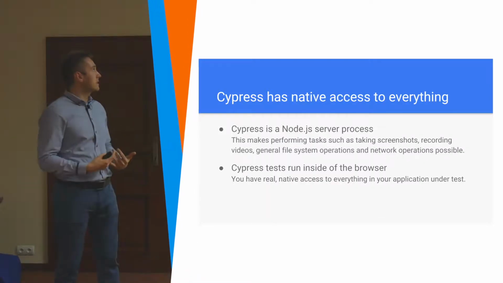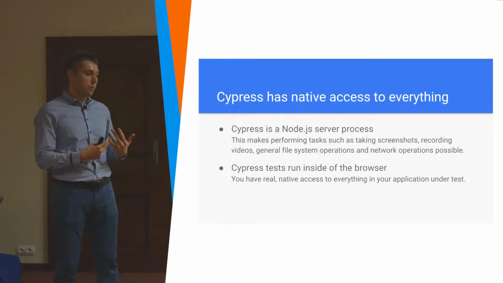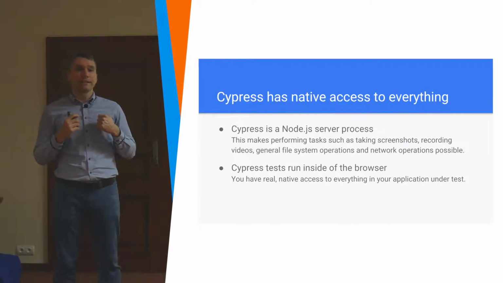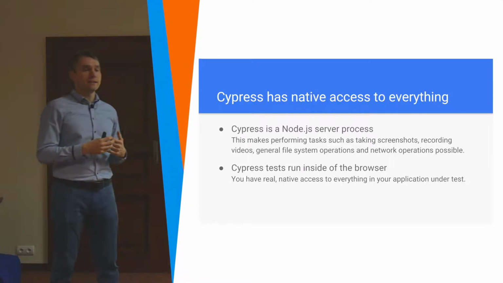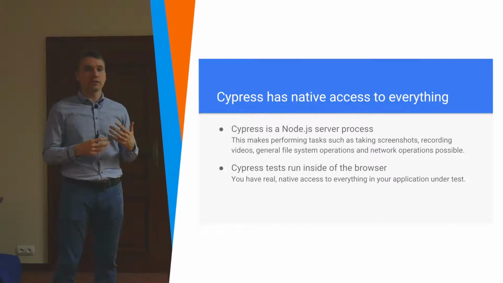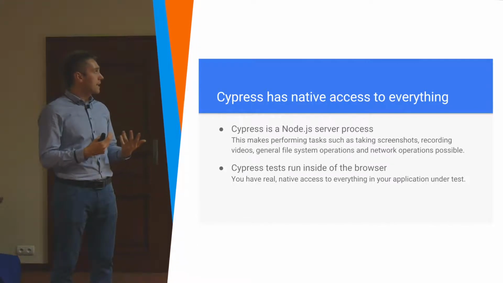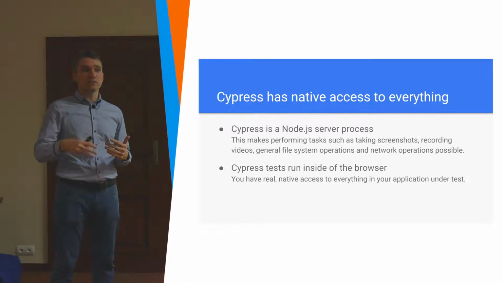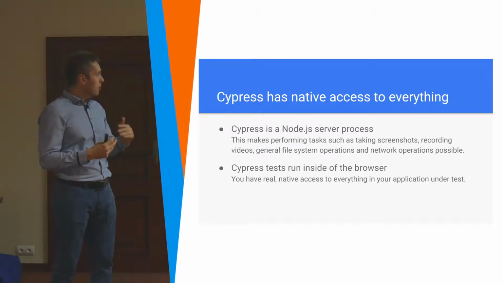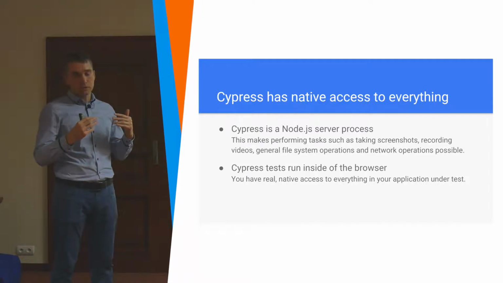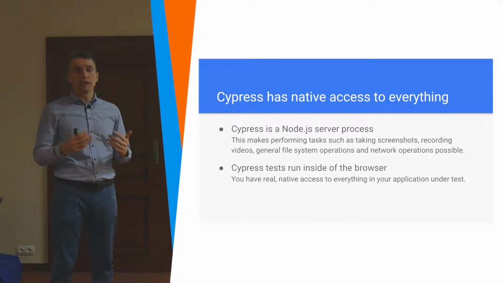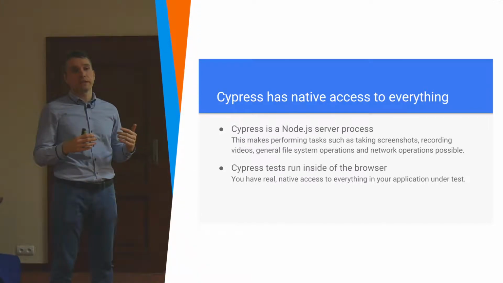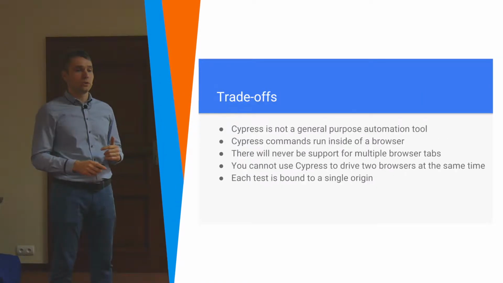So how does Cypress work, and how does it do this stuff? First of all, it's a Node.js server, so it has access to everything that's on the computer. It can perform tasks such as taking screenshots or detecting that you edited a file and it needs to be reloaded. It also has full access to the code that's executed in the browser, so you can do everything with the application inside the browser window.